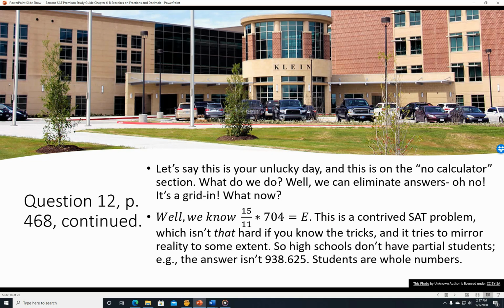Well, we know that 15/11 times 704 equals E. This is a contrived SAT problem, so it's not really that hard if you know the tricks. And one thing they do try to do on the SAT is they try to mirror reality to some extent. So high schools don't have partial students. That is, the answer is not going to be that it has 938.625 students. Students are whole numbers.